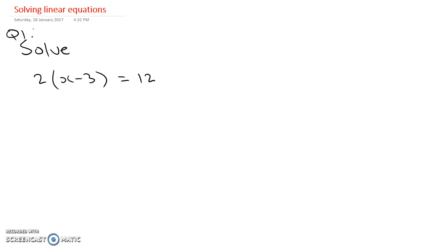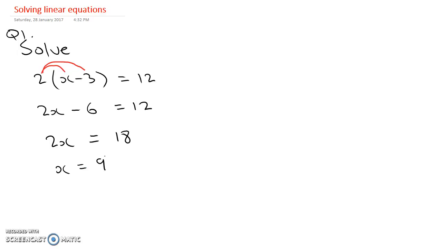Alrighty, the first thing we want to do is expand these brackets. Using our wave method, 2 times x gives us 2x, and we finish off the wave. 2 times negative 3 gives us negative 6 equals 12. Now if we add 6 to both sides, we'll get 2x equals 18. Then dividing both sides by 2 will give us x equals 9.